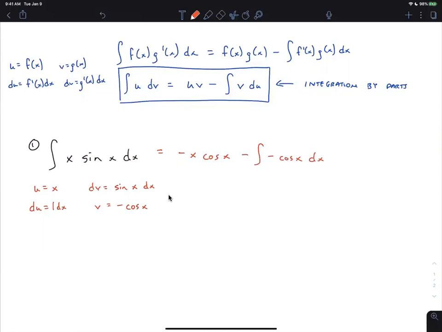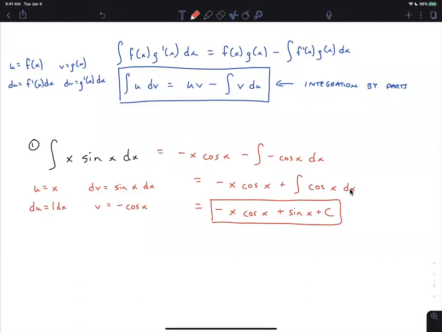Okay, now we're going to take a step to simplify that. So I'm going to go negative x cosine x, and then just pull the negative out. So we get plus the integral of cosine x dx. And now we're not done with this problem, but this integral can be done using techniques we know how to do already. This one's a basic form. What's the antiderivative of cosine x dx? Sine x plus c. Yeah, sine x plus c. So we get negative x cosine x plus sine x plus c, and that's the answer.